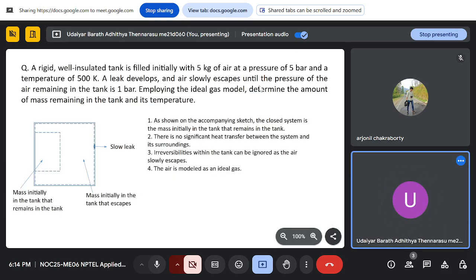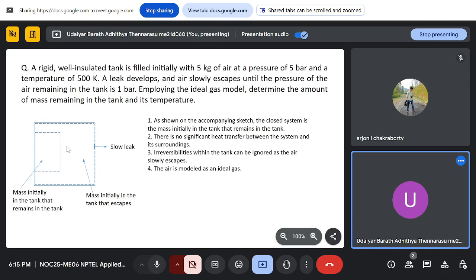I'll just repeat the question and start. We have a tank which is insulated and there is a small leak from the tank. Initially the tank contained 5 kg of air at 5 bar, and the temperature is 500 Kelvin. After the leak, the gas is expanding and it's coming to a pressure of 1 bar. At this point, how much gas is left in the tank and what is the temperature of the tank? That's what is being asked.